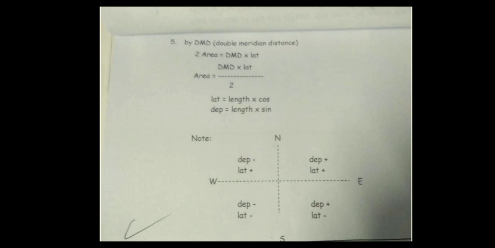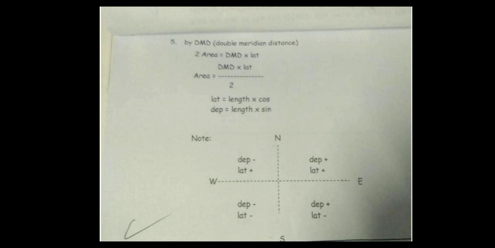D M D, double meridian distance. The meridian distance is from the midpoint of the line to the reference meridian. So, this is the formula of DMD: the double area is equal to DMD times the latitude. So, to evaluate area, area is equal to DMD times latitude over 2.